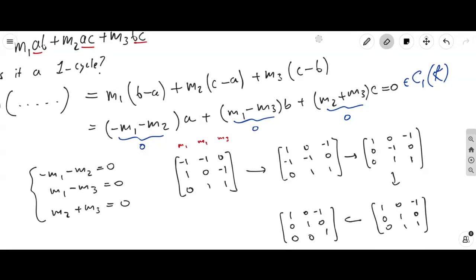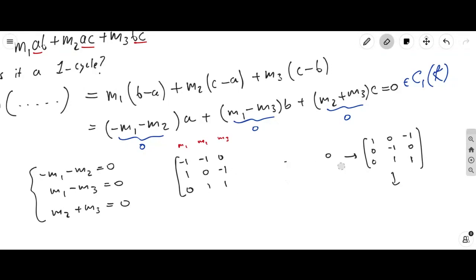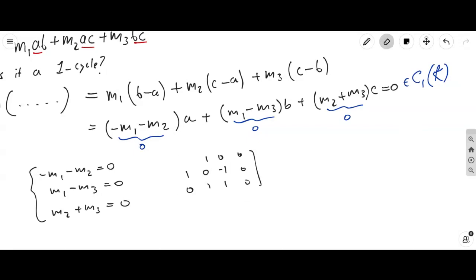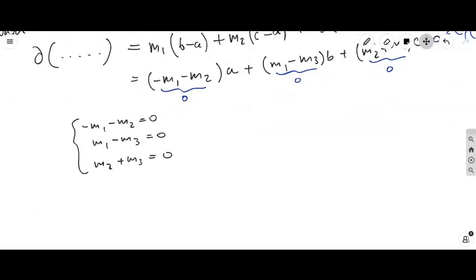Okay, I made a mistake. I forgot to add an extra row of zeros. So let me just do it differently. I'm trying to be too algorithmic here. Let's just look at this one. M1 is equal to M3, okay? That's it. And then this one tells us that M2 is equal to negative M3.